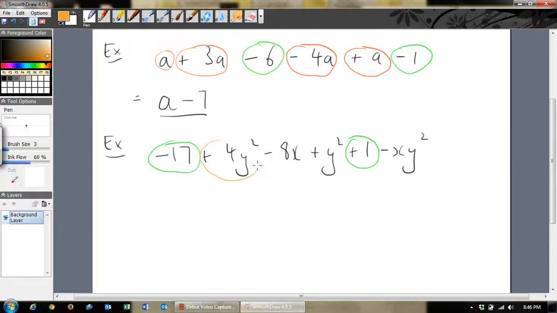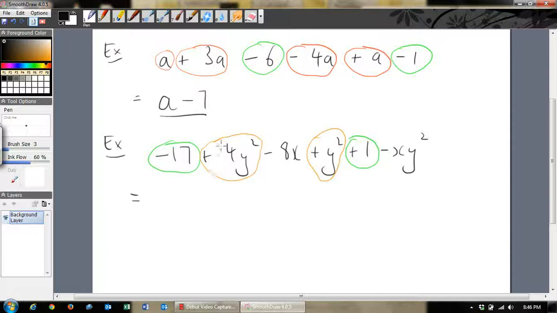Here we've got a positive 4y squared. Do we have any other y squareds? Yes, we do. There's a positive 1 y squared. Do we have any other y squareds? Isn't that one there? No, it's an xy squared, not to be confused. And in fact, everything else in there does not have any partners. There's this negative 8x there, but there's no other x's here. And we've got this negative xy squared, but there's no other xy squared. So in fact, they cannot be simplified.